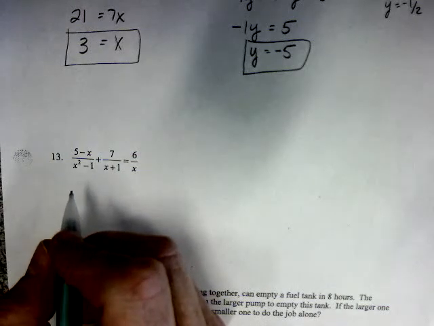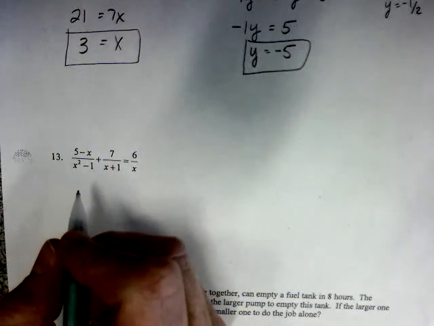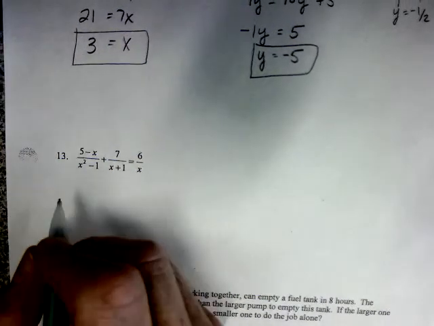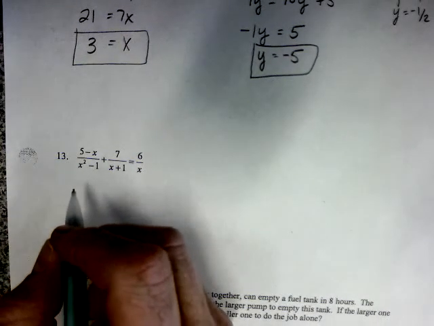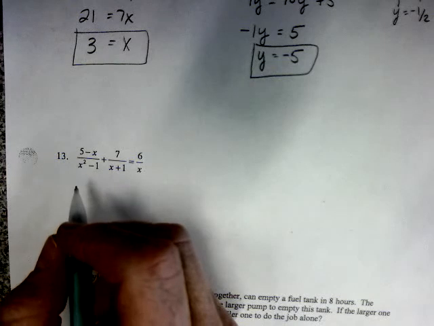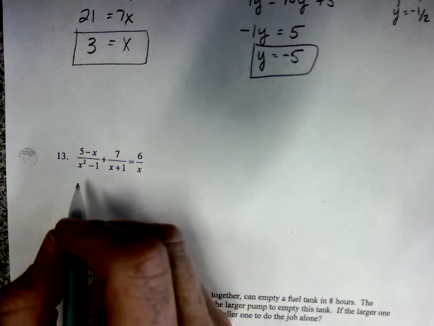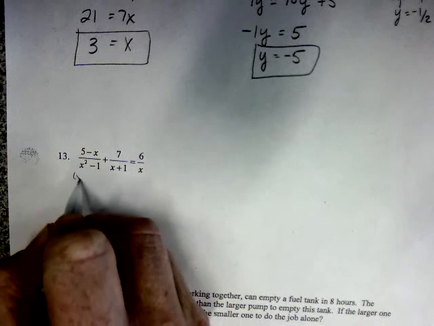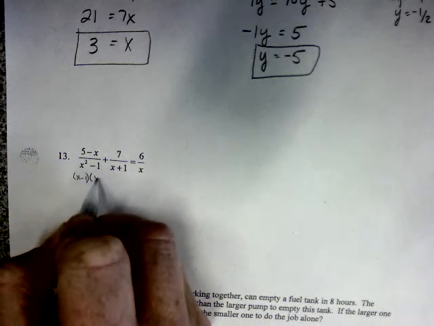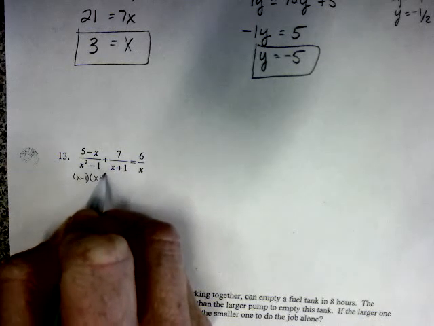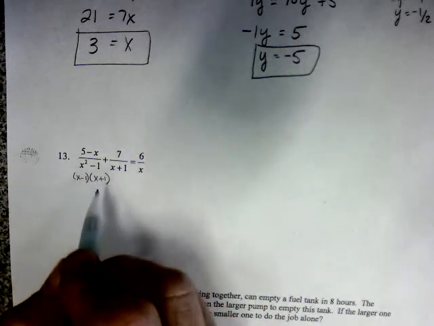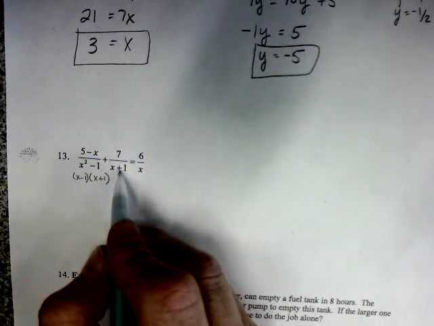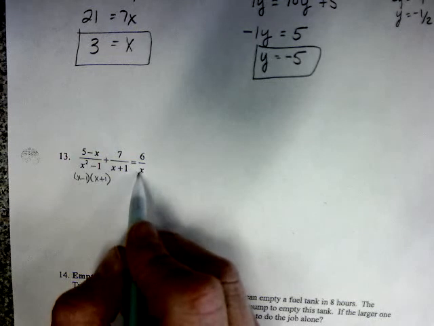Okay, in number 13, we're going to solve this rational equation. So we want to eliminate the denominators so we don't have to deal with fractions. To do that, we're going to factor the first expression: x minus 1 and x plus 1. It's a difference of two squares. This denominator is going to stay x plus 1, and this is going to stay x.